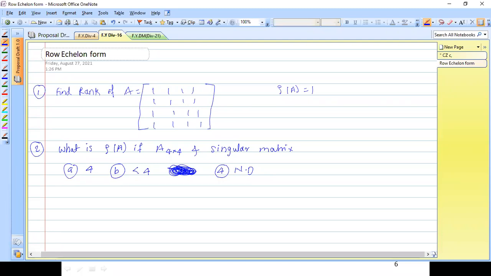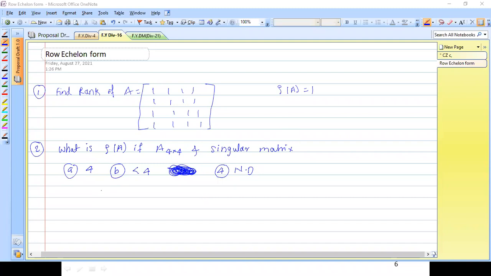Less than 4. Why is it not 4? Because its determinant is 0. Singular matrix, determinant 0. Yes, absolutely correct. When you are talking about singular matrices, singular matrices have determinant 0. So is there a chance to have rank 4? No.